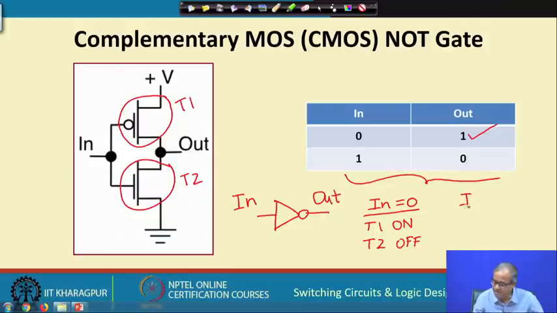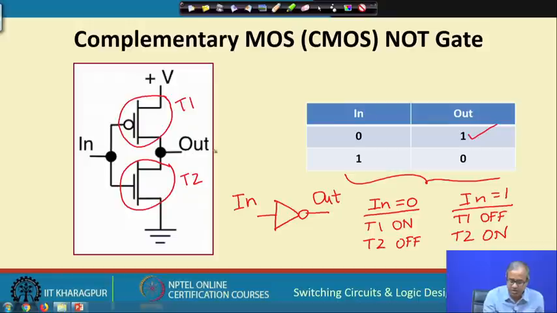But if in is 1, now the reverse will happen: T1 will become off and T2 will become on. Because T2 is on, out will be connected to ground, it will be low voltage, so it will be 0. So it works as a NOT gate. This is how a CMOS NOT gate works.